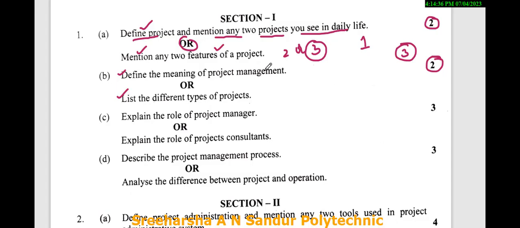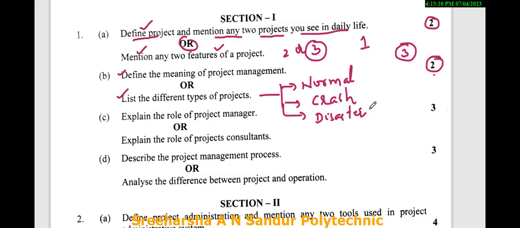Define the meaning of project management. You will only define. You need not explain that because it's only for 2 marks. List different types of projects. You just list it. You are not going to explain. What are the three different types you have? I suggest you write all three types, that is normal projects, crash projects, and disaster projects. So all three, just write this. That's it.